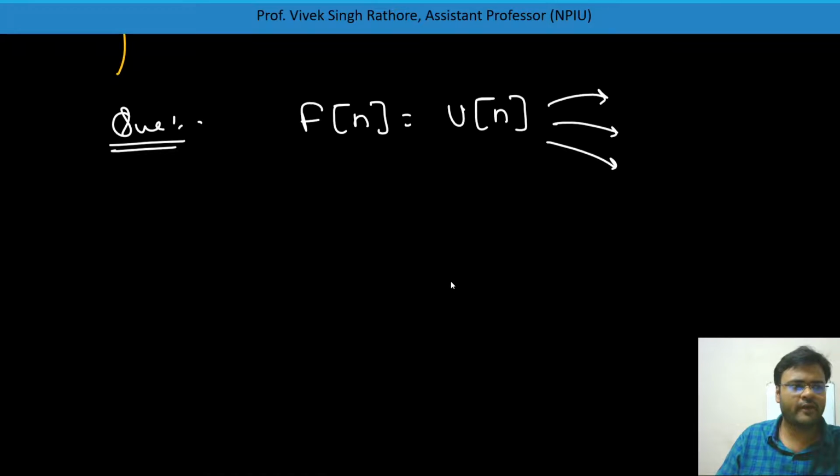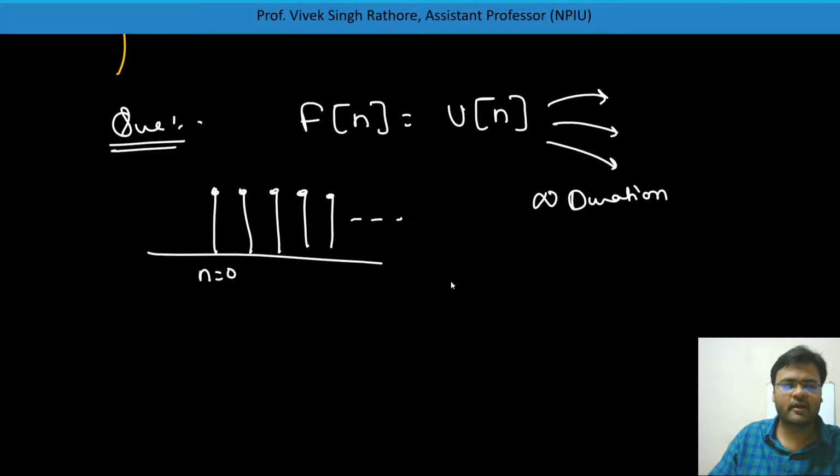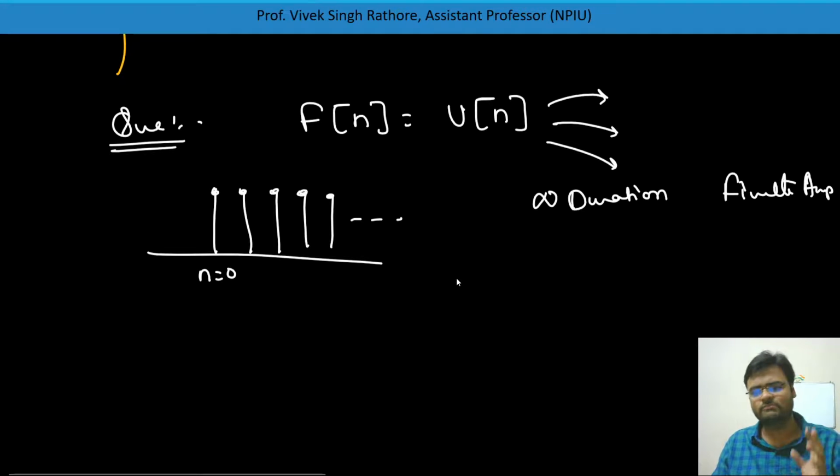So u[n], if you plot it, you will see it will be like this, and it will go on. At n equal to 0 it will start and go on. This is the u[n] signal. Now, if you see our concept, it is tending to infinity, which means the duration is infinite. Infinite duration, but the amplitude is finite. So with infinite duration and finite amplitude, obviously it will come out as a power signal. But let's check whether it is a power signal or an energy signal.